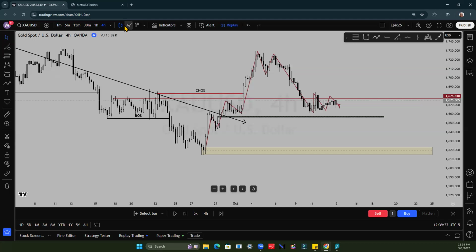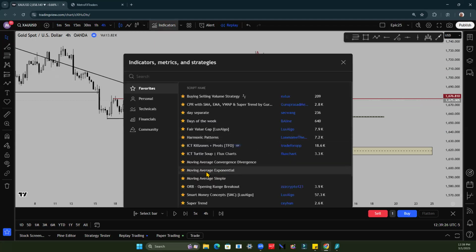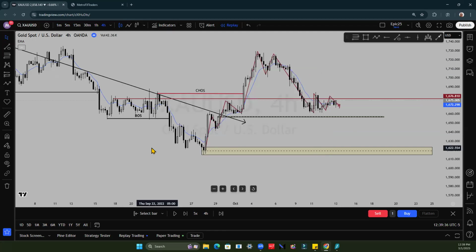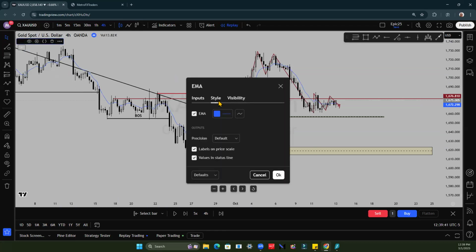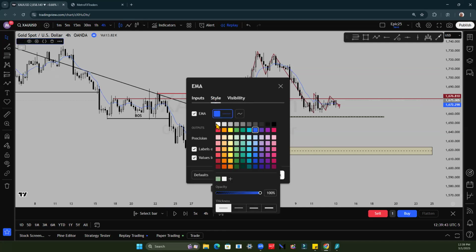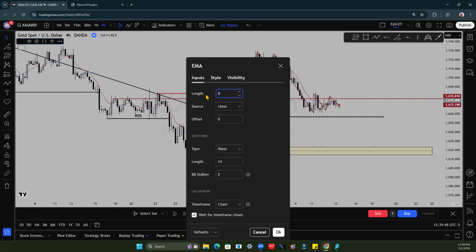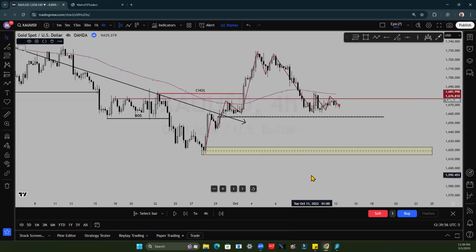Another thing you could put on your chart to give you direction of a trend is your exponential moving average. So when you go to your indicators, you type in moving average exponential, you put that on your chart. And then in the actual settings, I don't like the color blue, so I'm going to change it to red. And then my input, you could do 100 or 50, it's up to you. I'll make it 100. Okay.